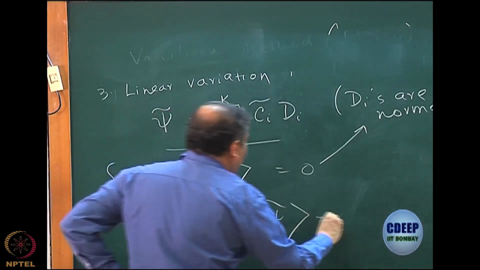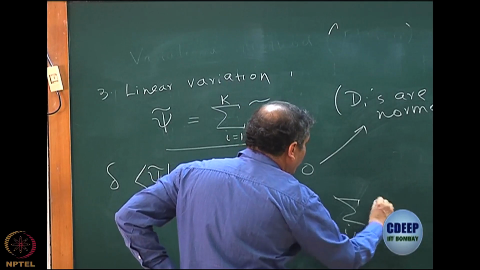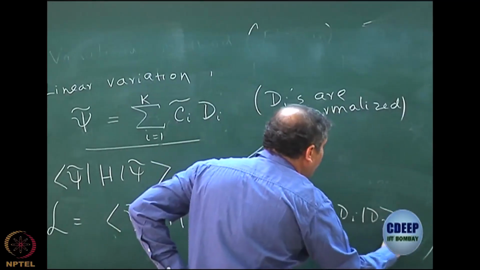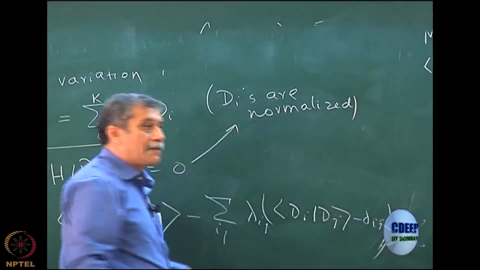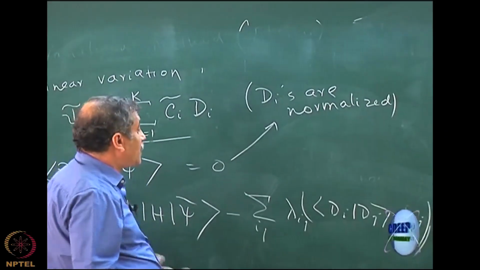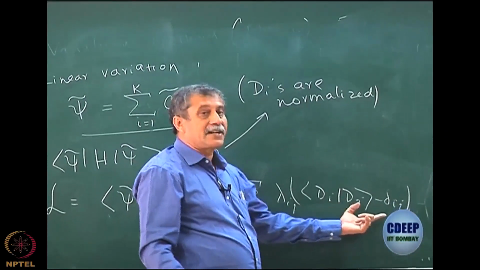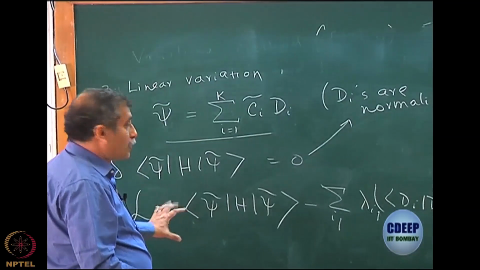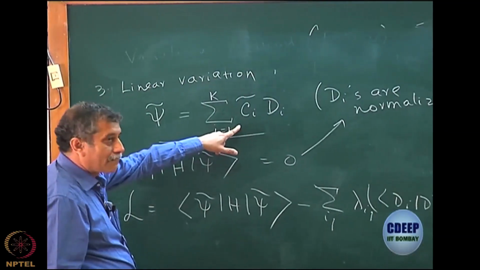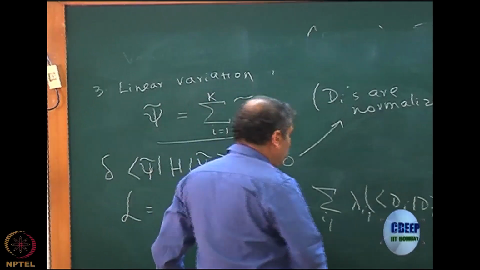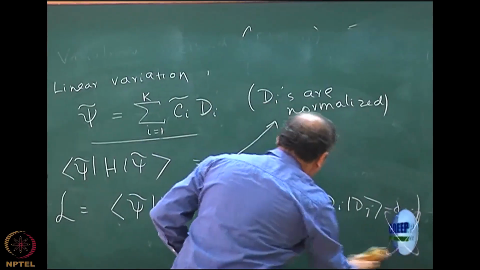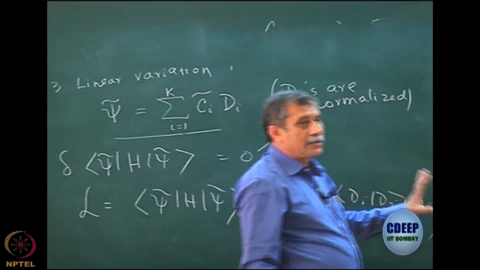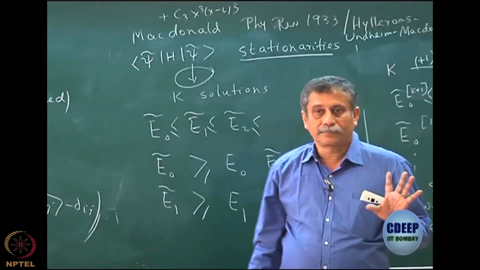So what will be the actual statement? That this minus sum ij lambda ij di dj minus delta ij, right? So this is what is called the Lagrange variation. I hope all of you know this is the variation under constraint. So I am varying this under the condition that di dj minus delta ij should be 0. I think I have done this many times. So this is what I am actually going to vary. I am going to vary the Ci tildes such that this quantity becomes 0. The first order change is 0.